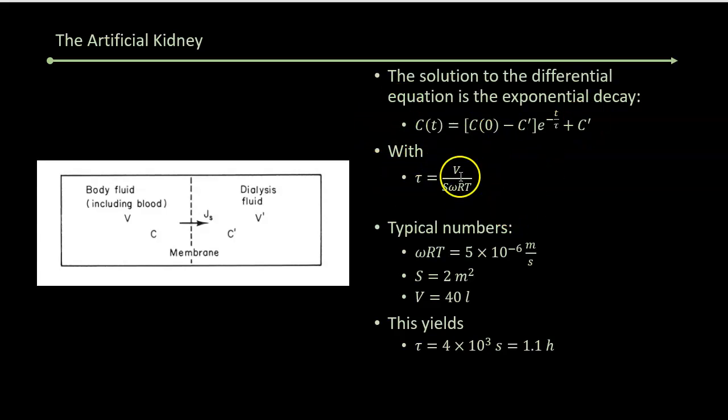So this exponential decay towards your target is important. Tau is your volume over the area of the membrane times your diffusion constant. Looking at typical numbers, tau is about 1.1 hours. So after 1.1 hours, the difference between the concentration you're at and the one you're targeting will drop by 64%. It takes several hours to do this.